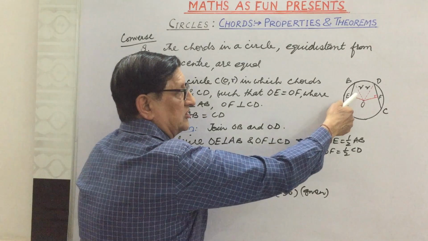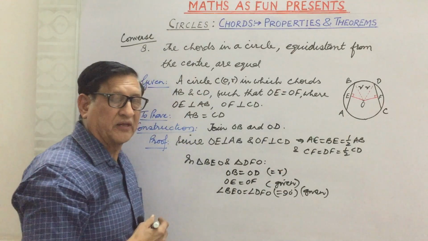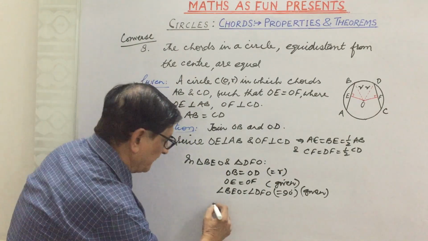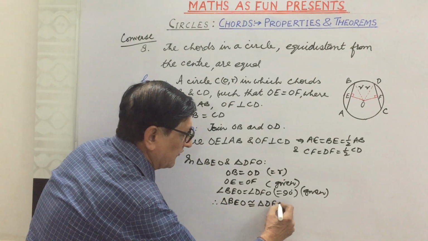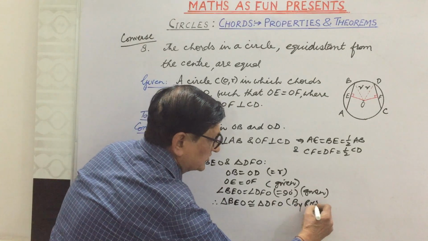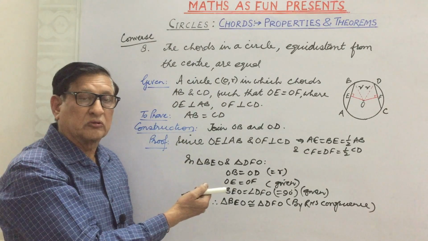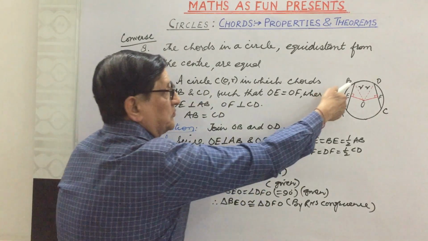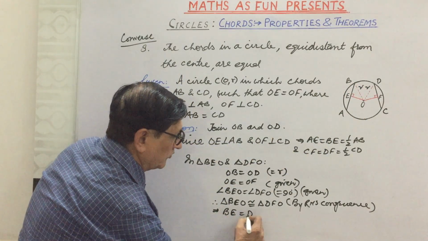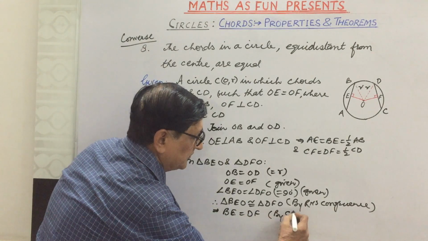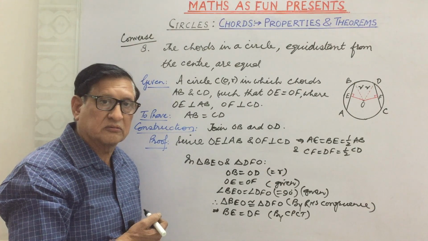Here we find that these are two right angle triangles, these are the hypotenuse of them and these are one of the sides. It means by RHS they are congruent, and therefore triangle BEO is congruent to triangle DFO by RHS congruence. And if they are congruent, their corresponding parts are equal. It means BE will be equal to DF. This implies that BE is equal to DF by CPCT, corresponding parts of congruent triangles.